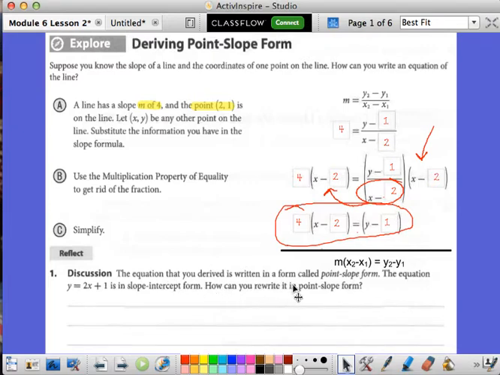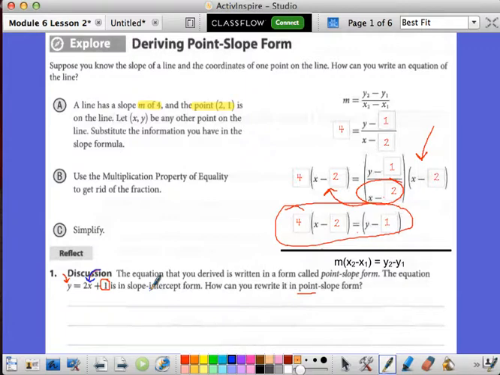The equation that you derived is written in what's called point slope form. The equation y equals 2x plus 1 is in slope intercept form. How can we rewrite that in point slope form? When you're talking about point slope form, you're looking to have your points separated. In this case, you have the y and you have your x, but this is also a y. Let me do this in blue so we can see the difference. Your x's are blue and your y's are red. We want all the y's on one side of the equation and all the x's on the other side.